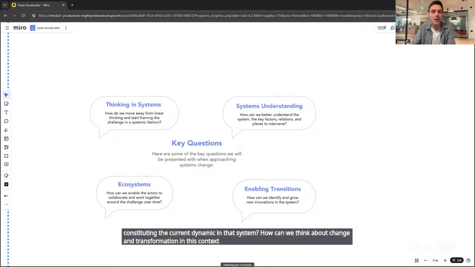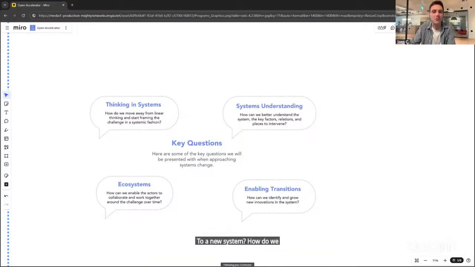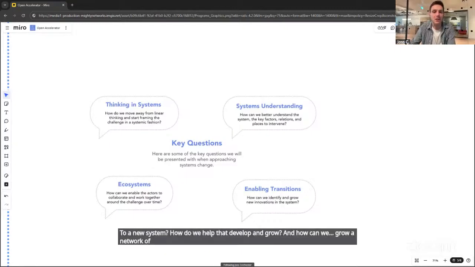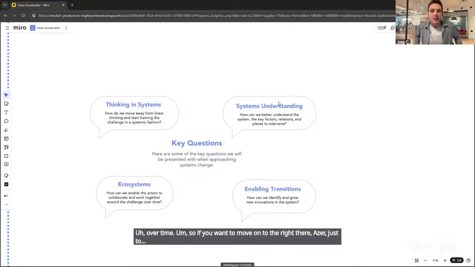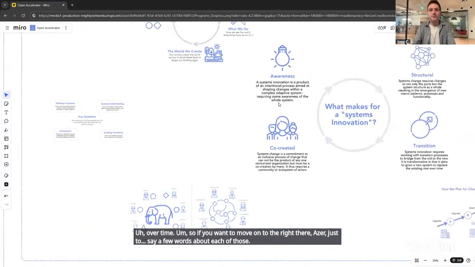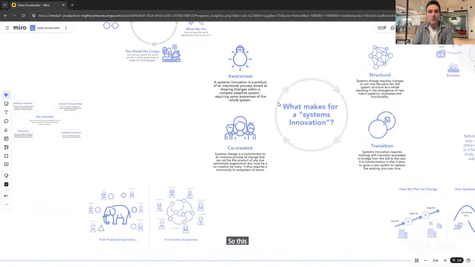What does that look like? How do we move from the old system to a new system? How do we help that develop and grow? And how can we grow a network of actors working together around this challenge over time? So maybe you want to move on to the right there, Azra, just to say a few words about each of those. So this is it here.